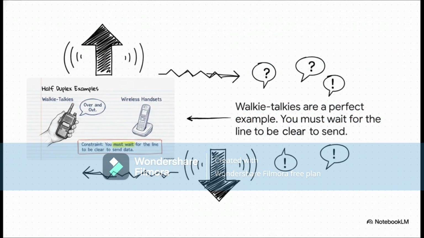And the classic, perfect example of this is a walkie-talkie. It's exactly how they work. When one person holds down the button to talk, the other person has to listen. You literally can't both talk at once. That's why you always hear them say "over" in movies, right? That's the signal that they're done talking, and the line is free for the other person to reply. That's half duplex right there.